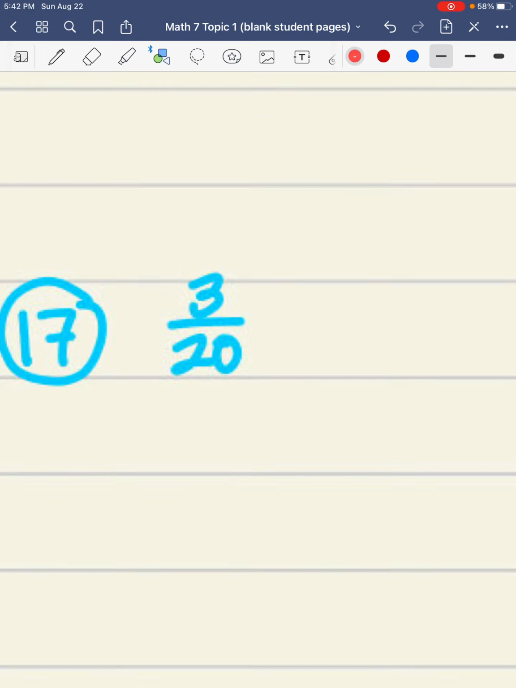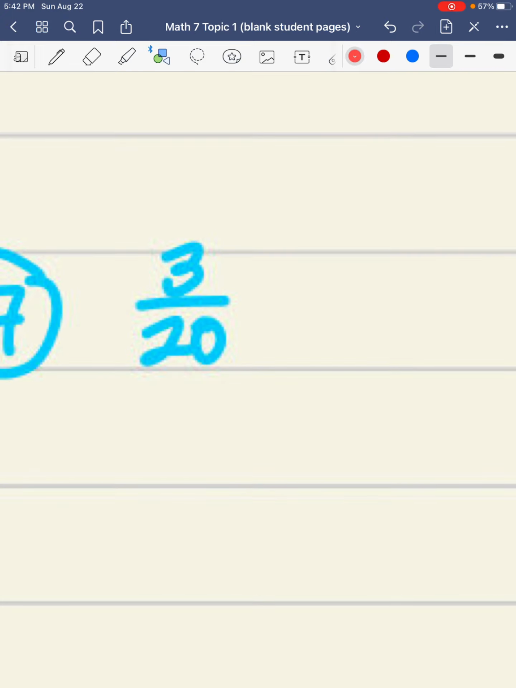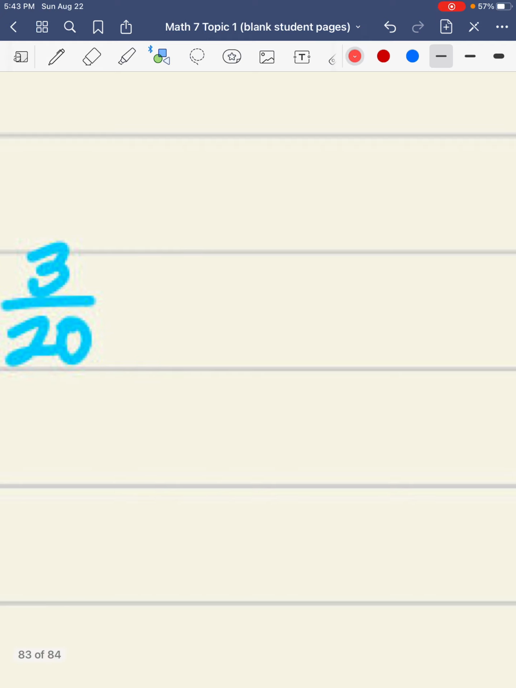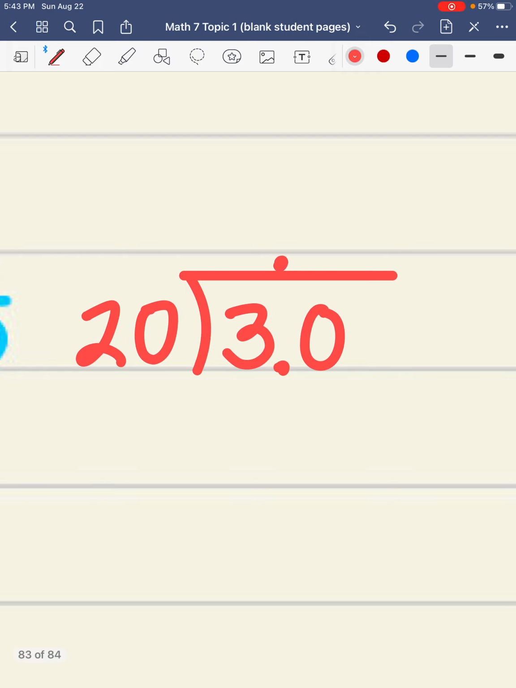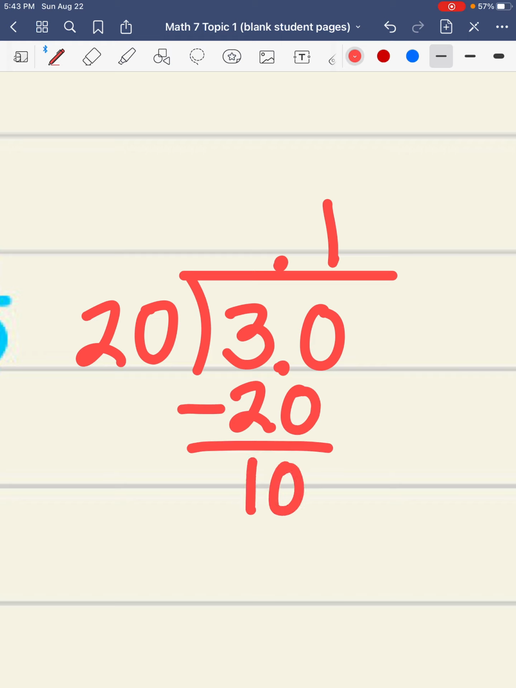Okay, number 17, 3 over 20. I cannot reduce this, so I'm going to have to just start with long division the old-fashioned way. Remember, the number on the top goes inside, the number on the bottom goes outside. Now, can 20 go into 3? Nope, it can't, so add a decimal and a 0. Can 20 go into 30? Yep, it sure can. It can go in one time. 1 times 20 is 20. 30 minus 20 is 10. Okay, so I need to add a 0 and bring that down.